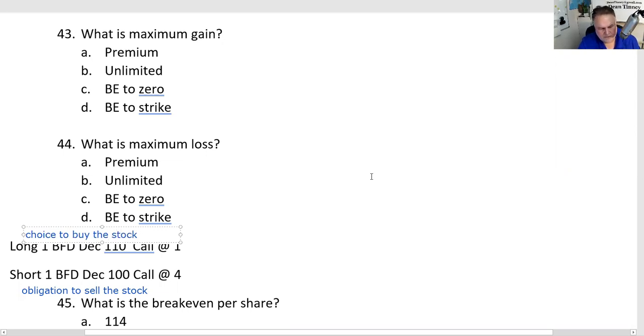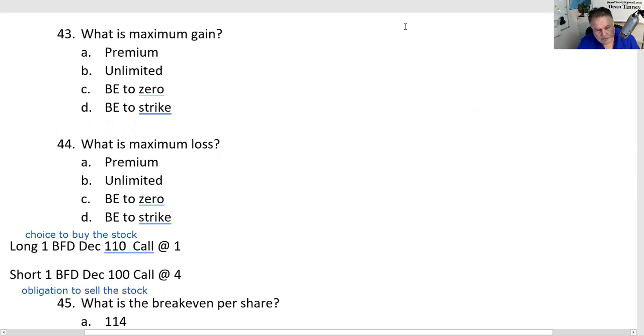And so what I've done here is a spread. A spread is when I'm long and short the same type of contract. This is pretty smart because remember, the leg we were looking at was that short 1 BFD December 100 call at 4. When we just did that, we could make 400 and we could lose everything. So we took part of our 4 points and we bought a higher strike call just in case. So I'm saying I want to play between 100 and 110, and then I don't want to play no more.